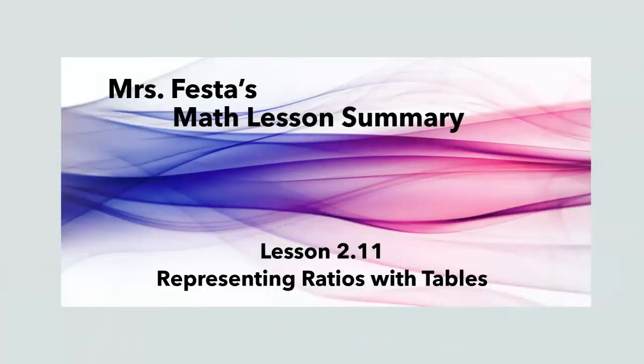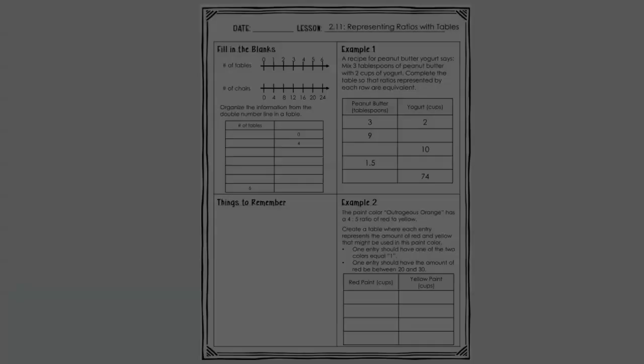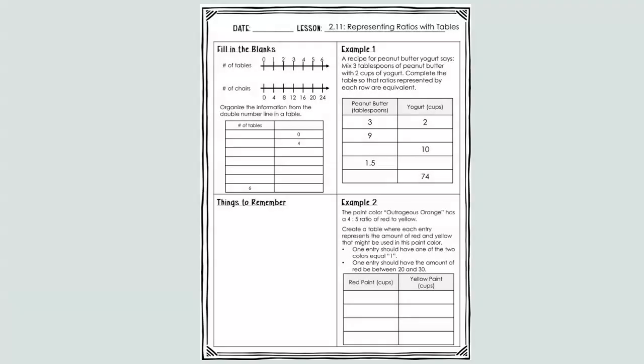Math lesson summary for lesson 2.11, representing ratios with tables. Find this page in your packet and we will start with the fill in the blanks. We are looking at double number lines.